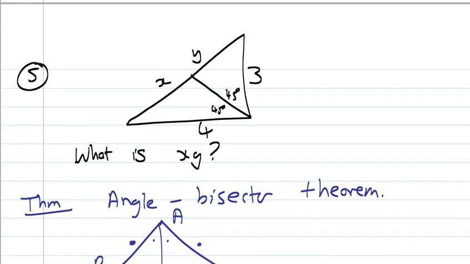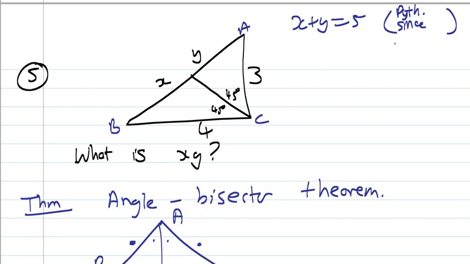So coming back to this problem, if this is 90 degrees, that's 3 and 4. So we know that x plus y is equal to 5. And the reason is what, ladies and gentlemen? Why is x plus y equal to 5? Any takers? Yes. So using Pythagoras, and let's be a little bit more specific, since angle ACB is equal to 90 degrees.